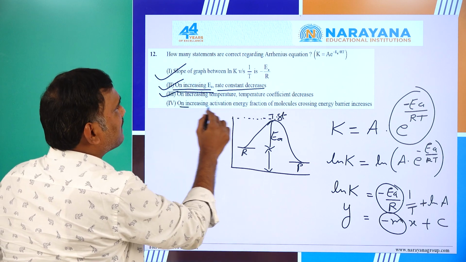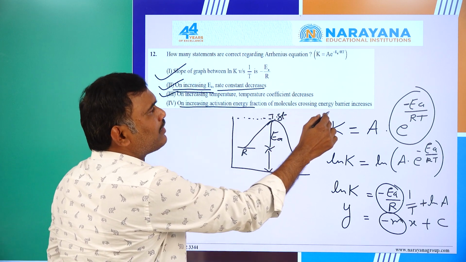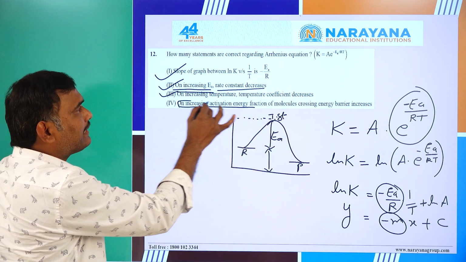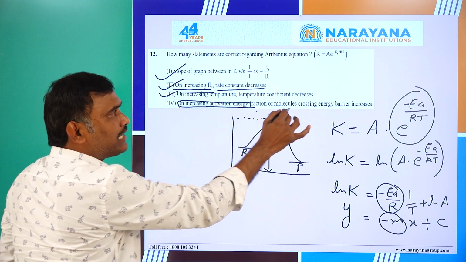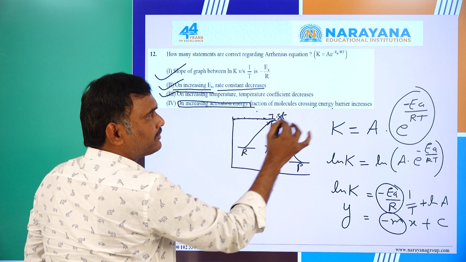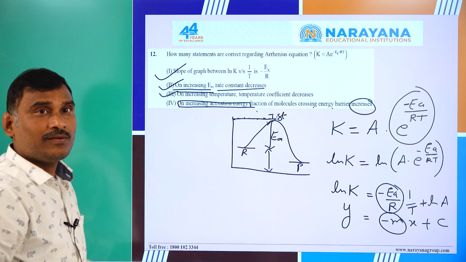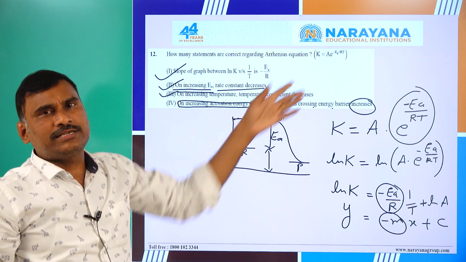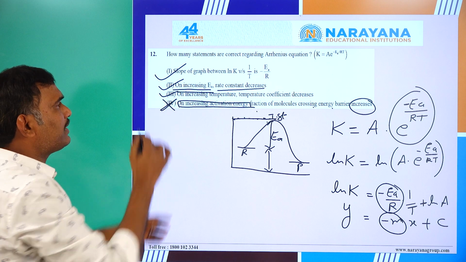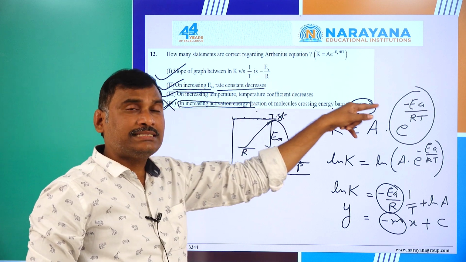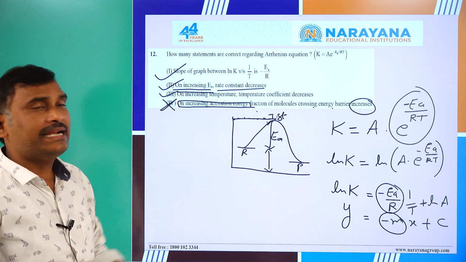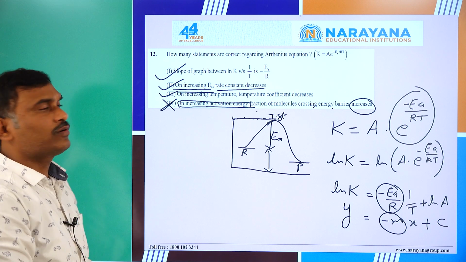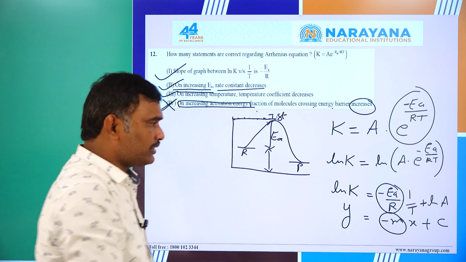Yes. On increasing activation energy, the fraction of molecules crossing the energy barrier increases? Same point, just now I said. On increasing activation energy, the fraction of molecules crossing the energy barrier decreases. Why? As with more activation energy, they cannot easily reach the transition state energy. That's why this should be the wrong one. On increasing activation energy, the fraction of molecules crossing the energy barrier decreases; saying increases is the wrong word. That's why statements 1, 2, 3 are correct regarding the question. Okay, students? Now let us go for the next question.